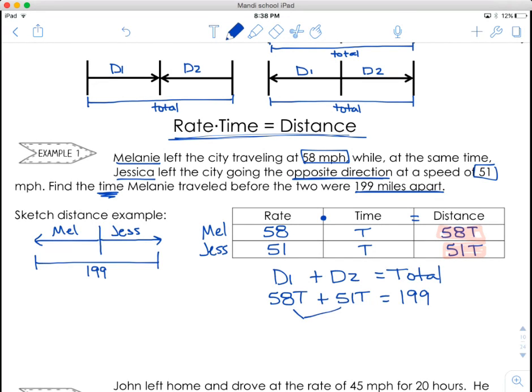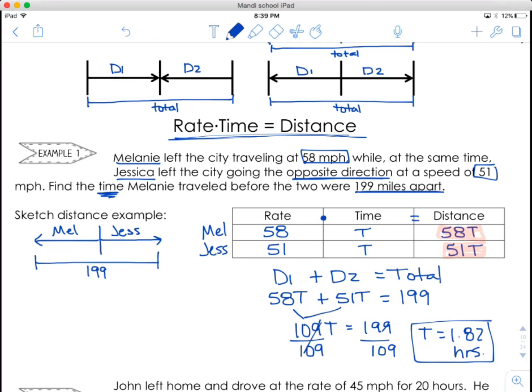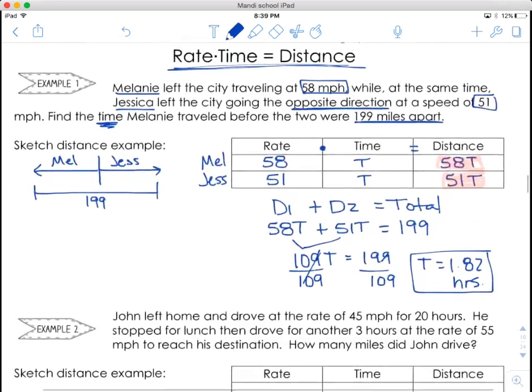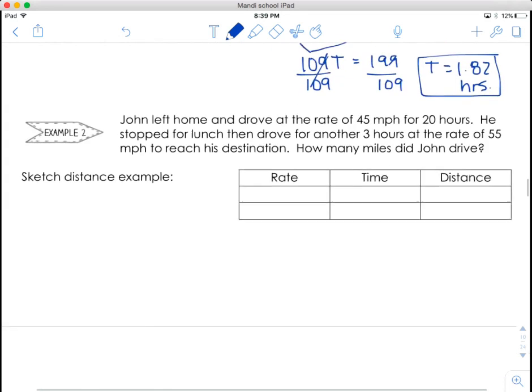We add like terms. So 58t plus 51t is 109t, and that equals 199. Divide both sides by 109. That makes invisible 1. The time, and we're going to use decimals, is 1.82 hours. Now, once we get all the information, it's actually not that difficult. So let's look at another problem and see what we can come up with.